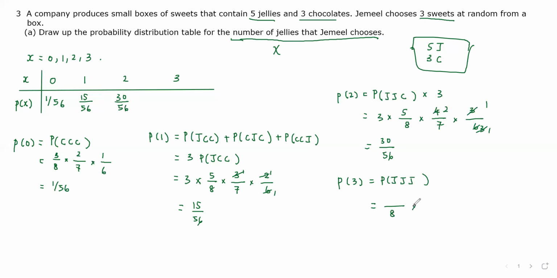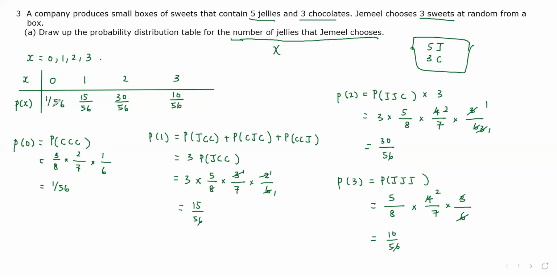Initially, there are 8 sweets, 7 and 6. So there are 5 jellies in the box initially. After 1 is chosen, you have 4, and after that, you have 3. So that becomes a 2, the 6 gets cancelled off. That is 10 out of 56. We have 10 out of 56.